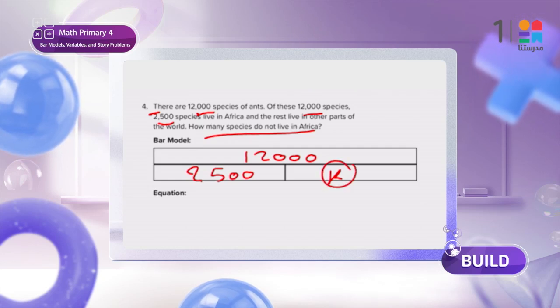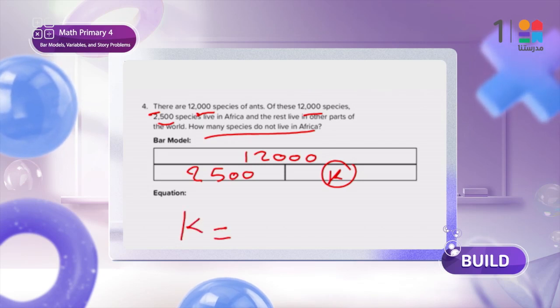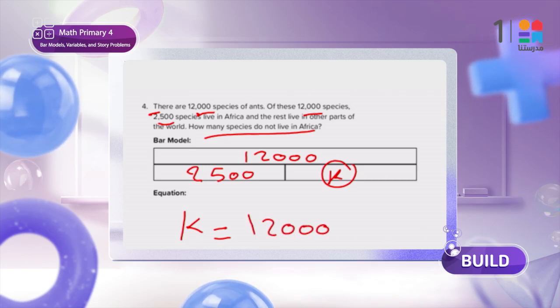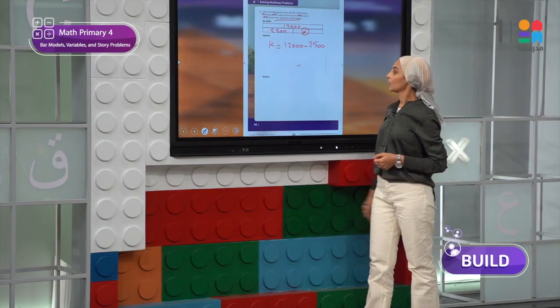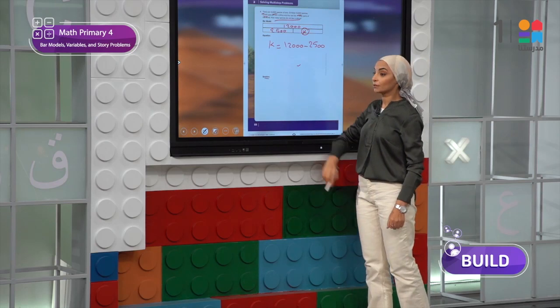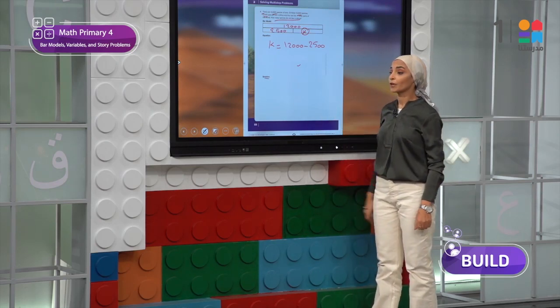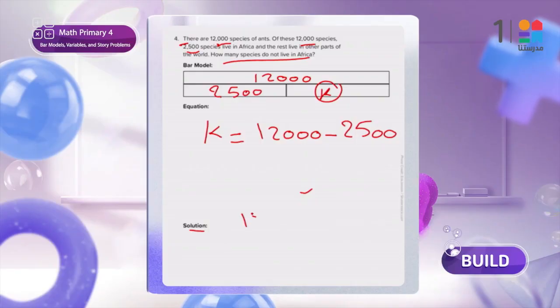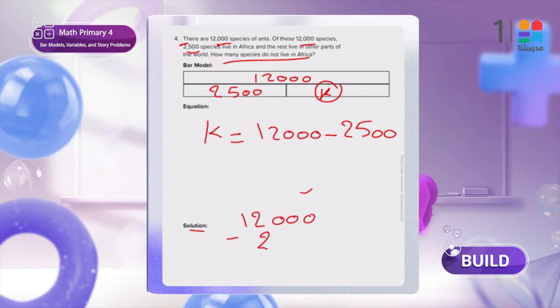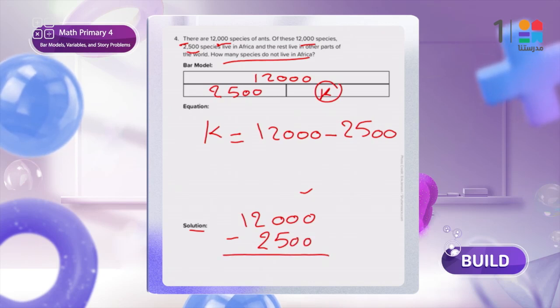Now we need to write the equation. The equation will be k equals what? Yes, I will start with the whole number, which is 12,000 minus 2,500. Okay? Now, can you find the solution? Yes, I will write them vertically. I will write 12,000 minus 2,500.